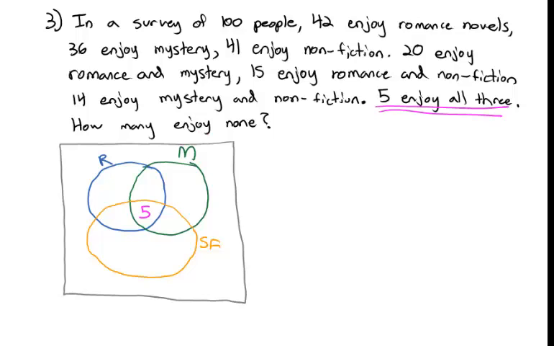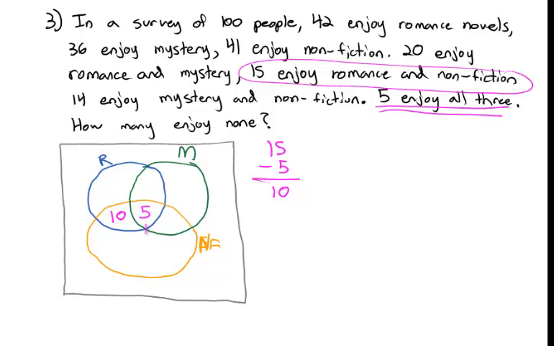Romance and science fiction. I'm sorry, it's not science fiction, it's nonfiction, isn't it? Nonfiction. That's why I couldn't find it. Romance and nonfiction. That's 15. Let's get the number in the circle. 15 enjoyed romance and nonfiction, but we don't want to double count the 5 in the center, so we'll subtract out the 5 in the center, giving us 10 people in the romance and nonfiction category.